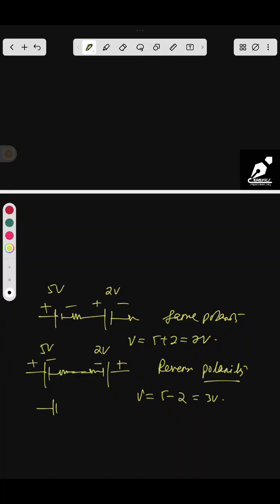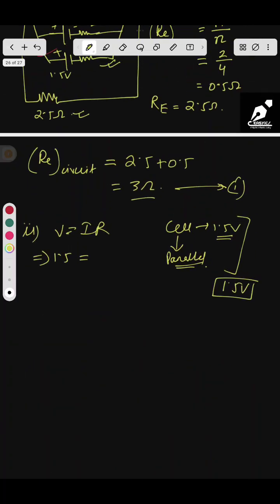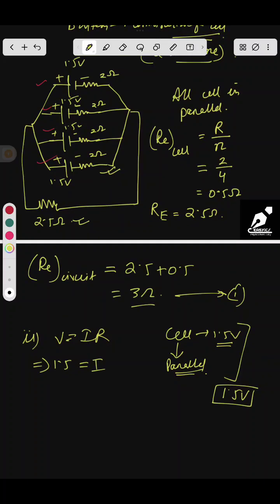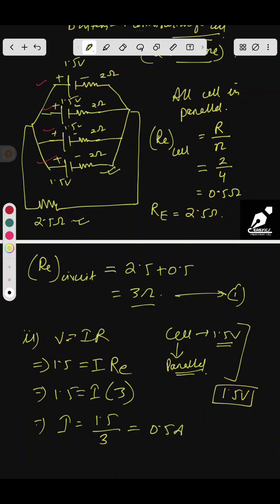And if the batteries are in parallel, if these have V and V, the total potential will be V only. So here all of them have potentials of 1.5, 1.5, 1.5 and 1.5. Total potential will be 1.5 only. The current we need to calculate, and R will be our R equivalent, and R equivalent we just calculated for the circuit is 3. So I is equal to 1.5 divided by 3, it will be 0.5 ampere.